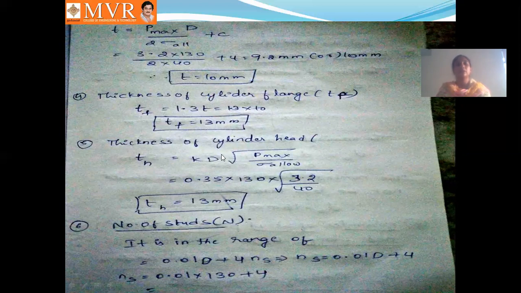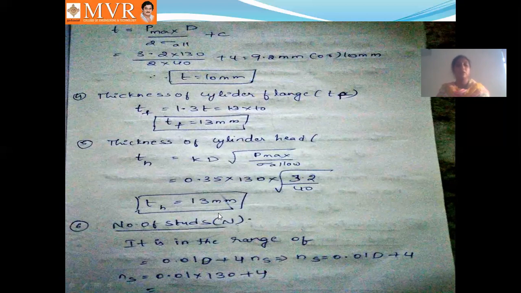Okay, next, the thickness of the cylinder head, TH. TH is equal to K D root of P max by allowable stress. K is nothing but 0.35 into D. The diameter we found as 130. Maximum pressure, in the question they have given 3.2. Allowable stress is 40. Then TH is equal to 13 mm.